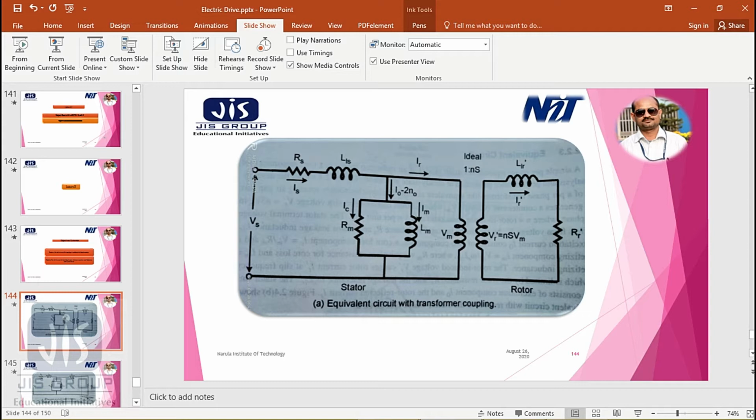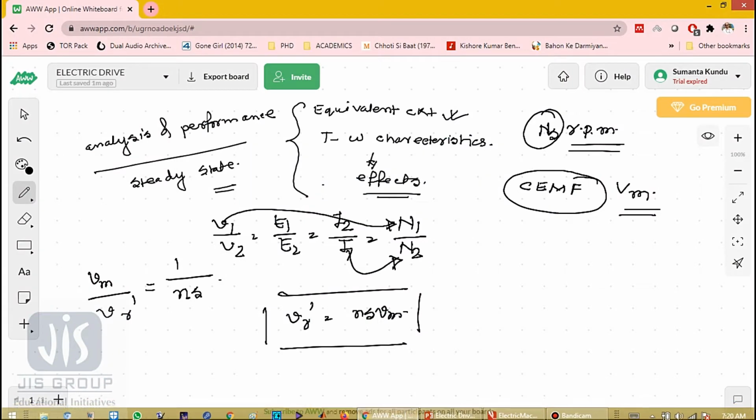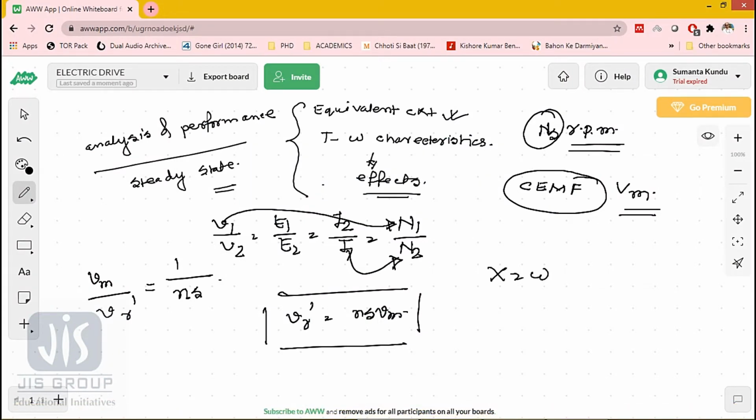In some books, or in my previous lecture classes if you follow on YouTube, you will get that this L is considered as X, reactance is taken. Both are the same thing, because we know that reactance is nothing but omega L. So whether we consider X or L, it is the same thing.